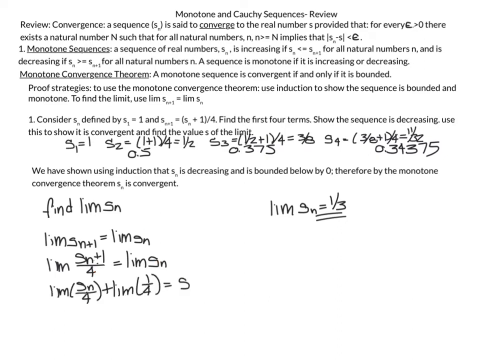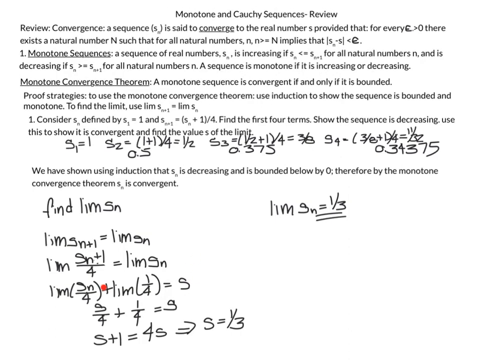And then we're going to use our theorems about limits. So we're going to separate our limit out to the sum of the limit of Sn over 4 plus the limit of 1/4. The limit of Sn we're going to say is something called S. And now, substituting limit of Sn is equal to S, we have S over 4 plus 1/4 is equal to S. Doing the algebra, we get the limit is equal to 1/3. Again, this is exactly like our previous example.